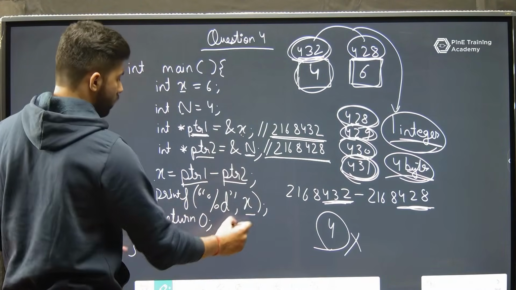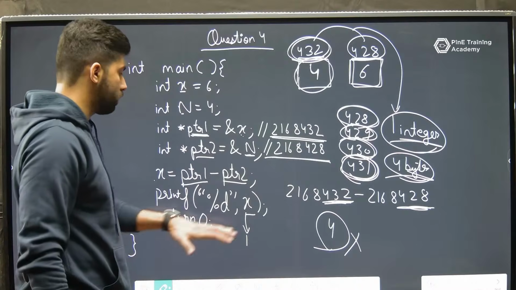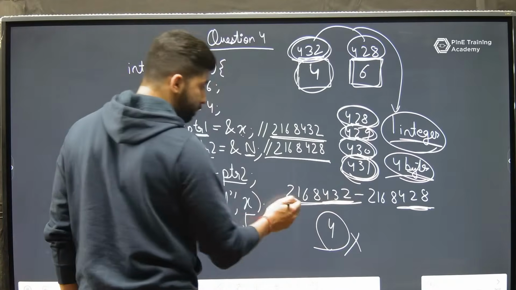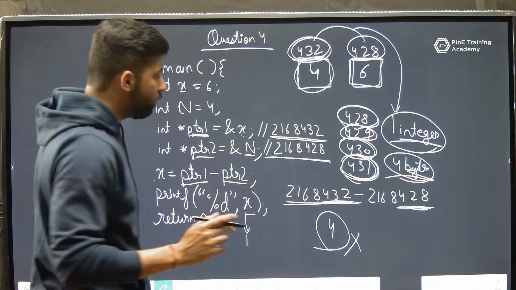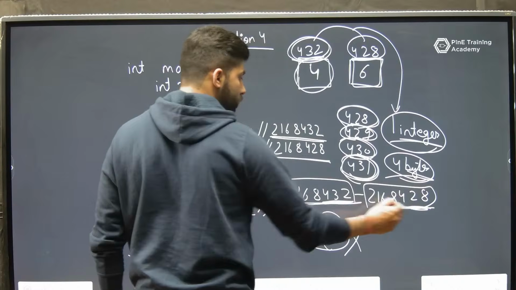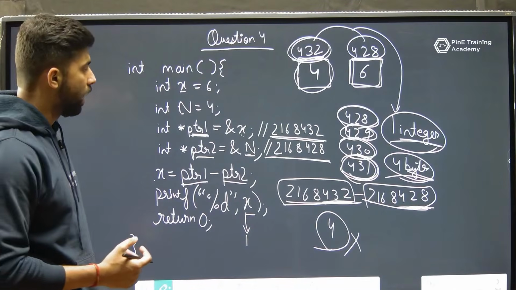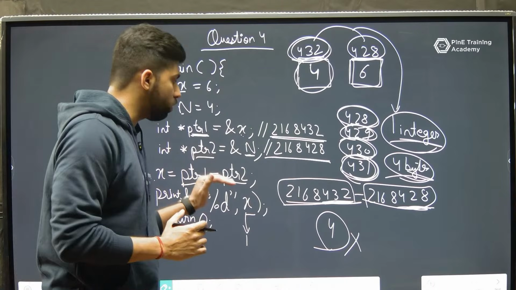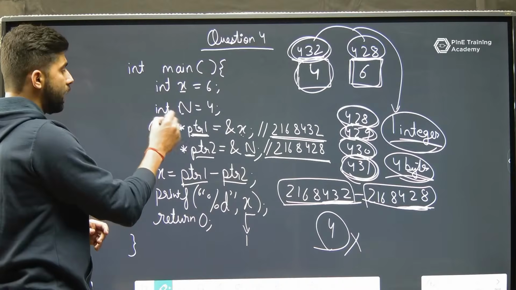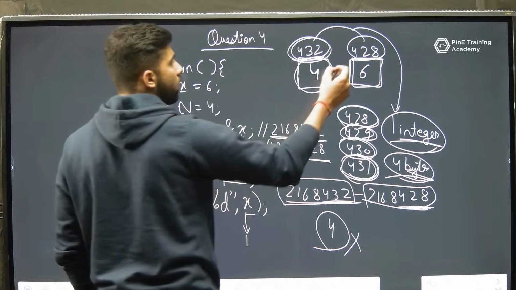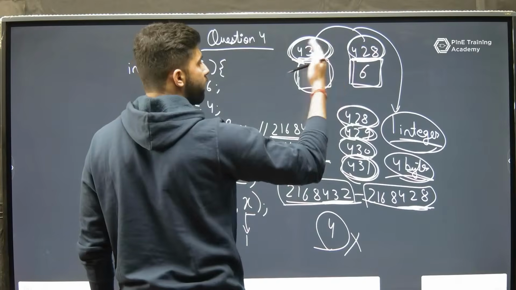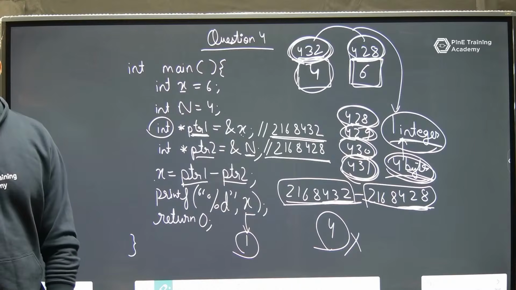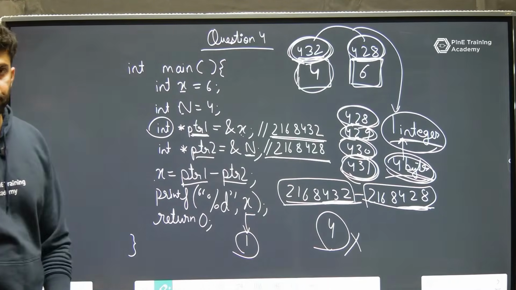So the answer to this particular code will be 1, because we are not subtracting the integer values, we are subtracting the addresses. These both are addresses. And in case of pointer arithmetic, we do the subtraction based on the data type. If we check 428 and 432, the difference is 4 bytes, which is one integer. So the answer will be 1, not 4 bytes.